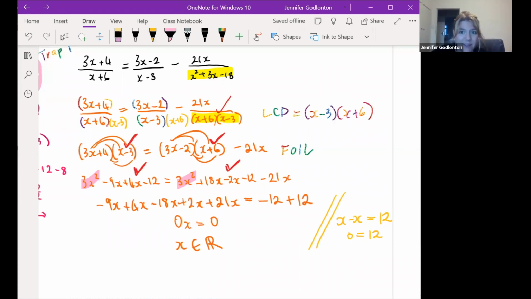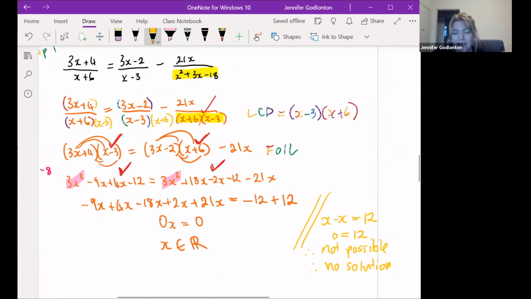So those are our two different sneaky types of equations that you can be given. One where 0x is equal to 0, and then it would be x is any real number, or if we have 0 is equal to a number, then we just say not possible, or no solution. Depends on how you've been taught it at school.